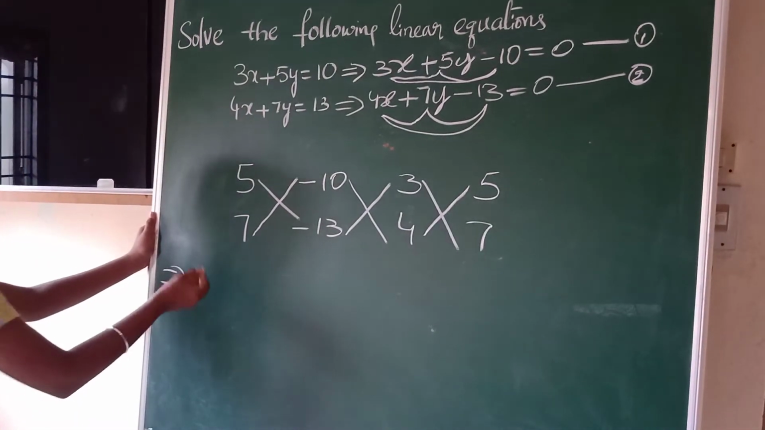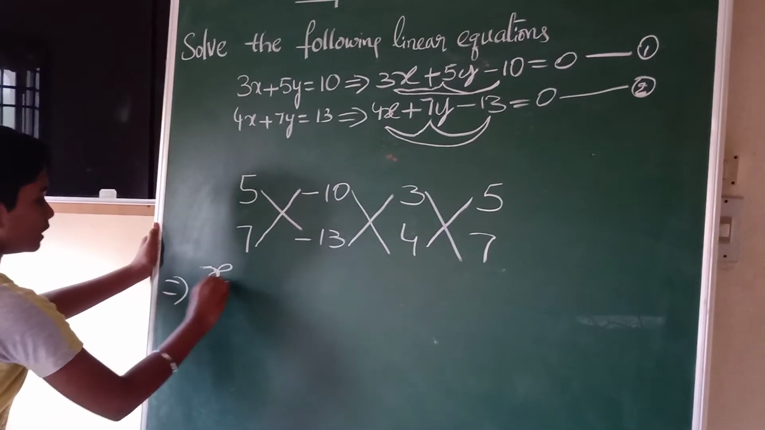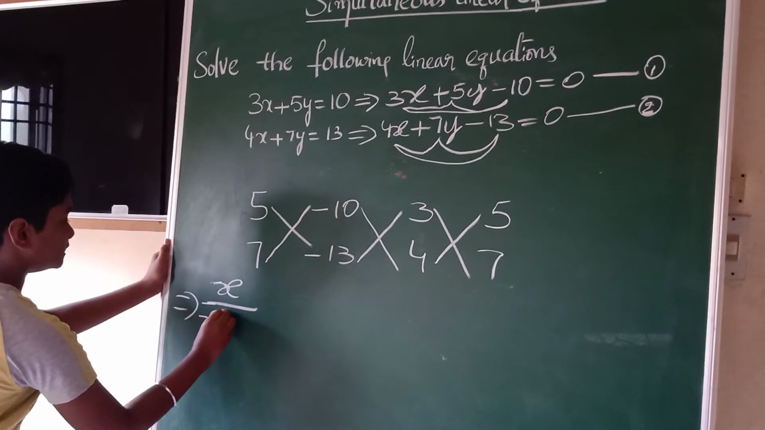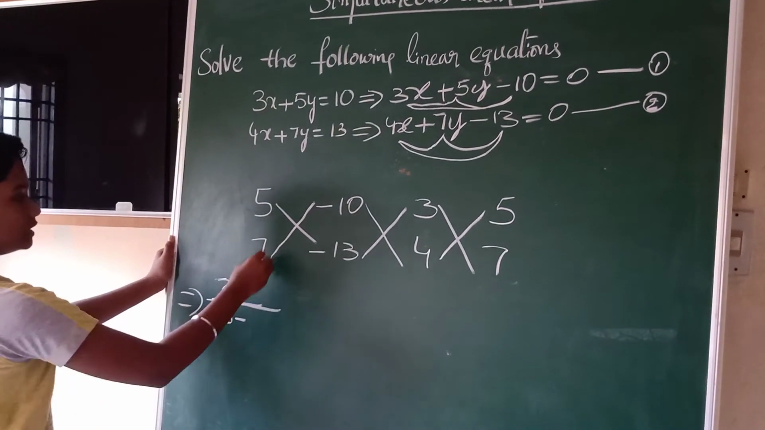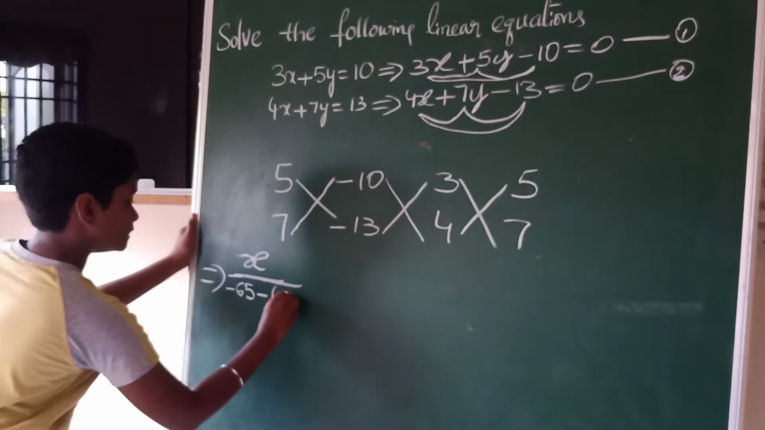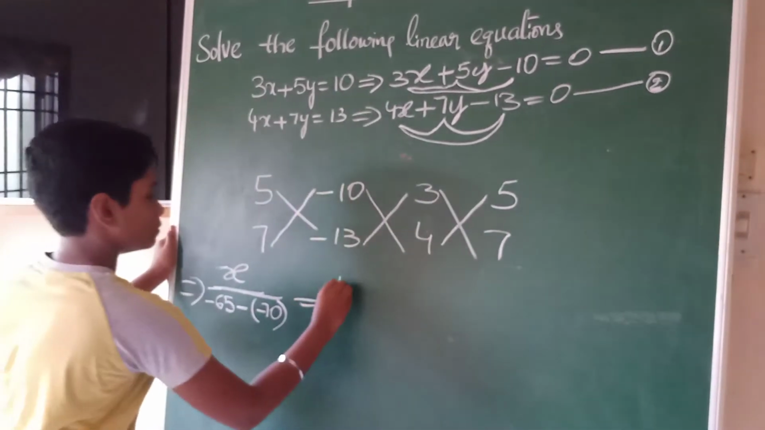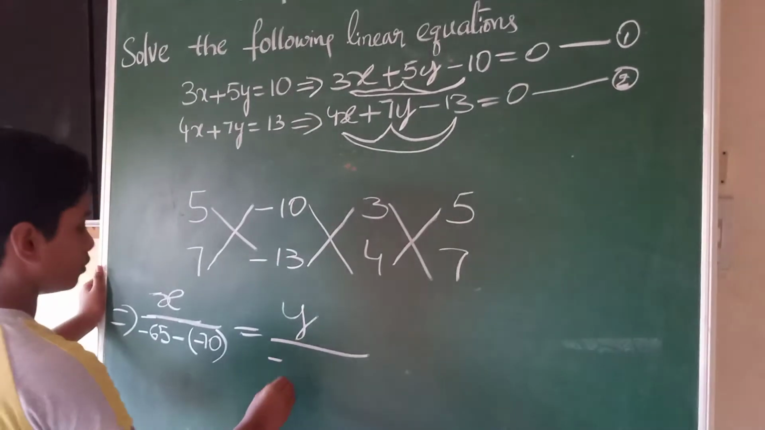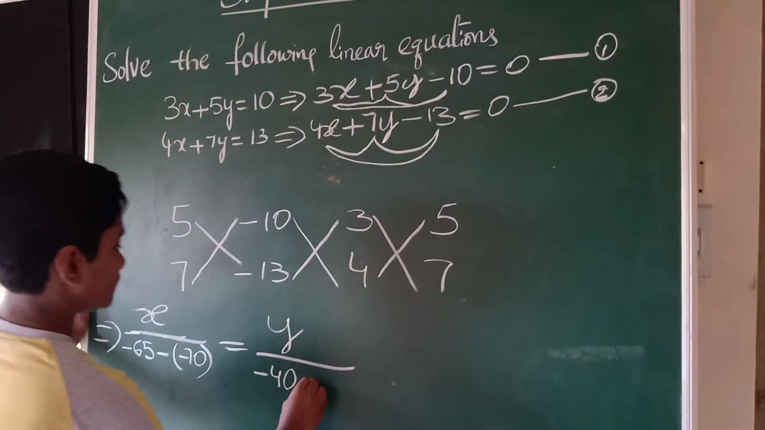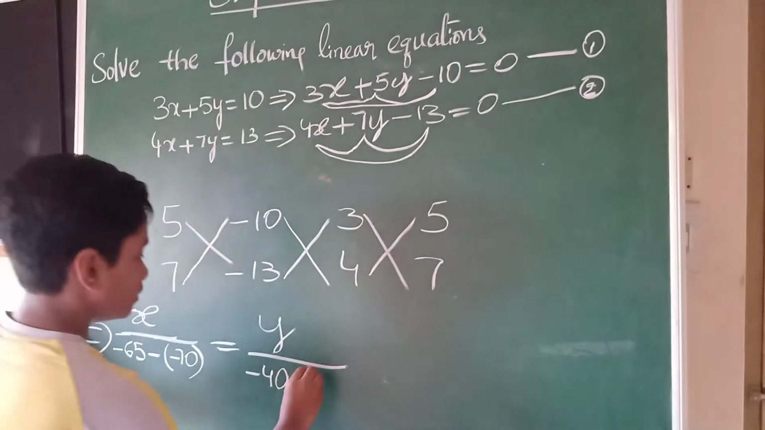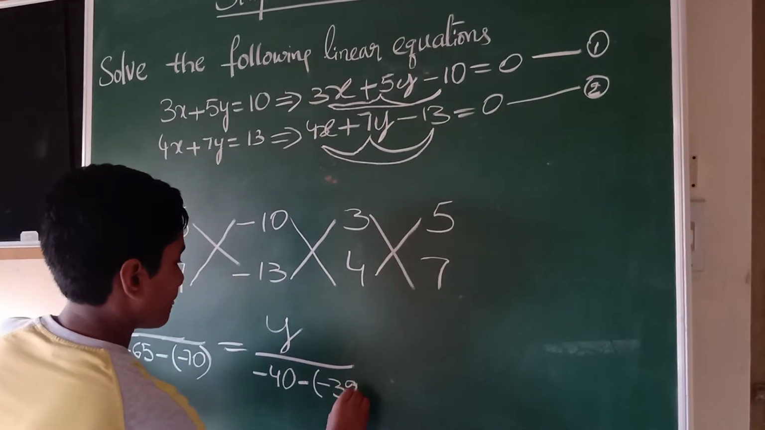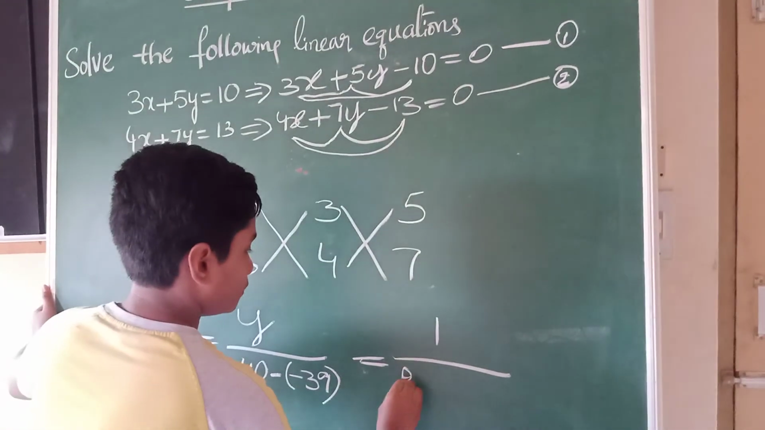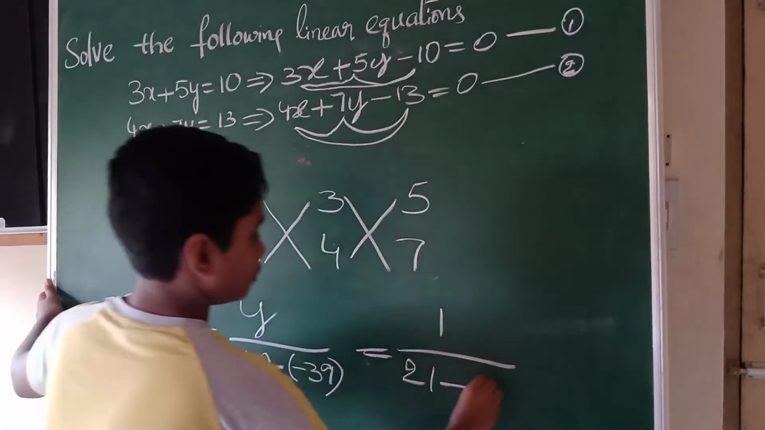First, write x by 5 into minus 13, minus 65, minus 7 into minus 10, minus of minus 70, is equals to y by minus 13 into 3, minus 10 into 4, minus 40, minus minus 13 into 3, minus of minus 39, is equals to 1 by 3 into 7, 21 minus 4 into 5, 20.